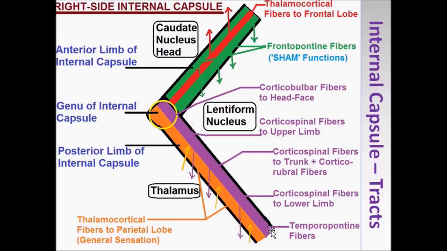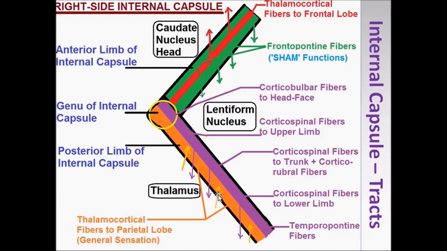They are part of the frontopontine tract. In this case, they are referred to as the temporopontine fibers. We shall not bother about them in detail anymore. So this whole segment is the corticospinal tract: corticospinal tract fibers to the upper limb, to the trunk, to the lower limb. Remember that these are all fibers which are descending down, and we are seeing the cut section in an axial view.